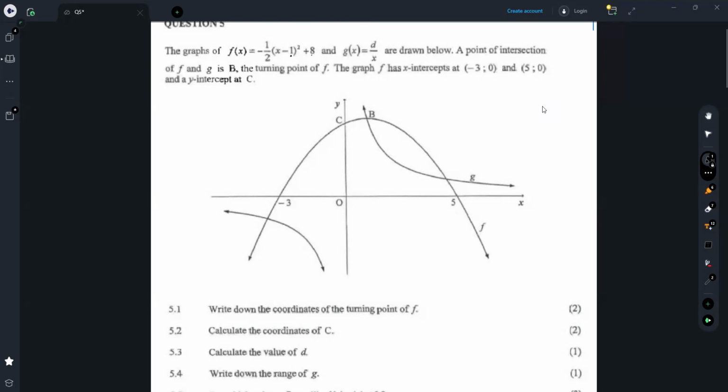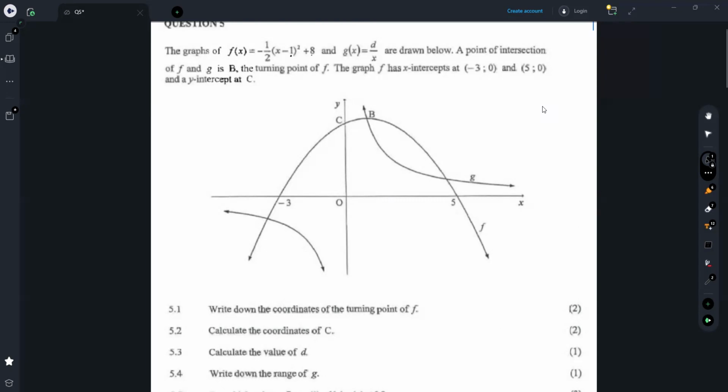Now, since in the bracket we have a minus 1, we know that we can interpret that as a positive. Even with the sketch, you can see that the values of the turning point are positive. So this is a positive 1 when you write it out. And we're also told that g of x, well, in this case, we don't have the value of d up there, but we know that this is a hyperbola with the x and y axes being the asymptotes of the function. Now they're saying a point of intersection of f and g is B, right up here, the turning point of f. So this is a point of intersection as well as the turning point.